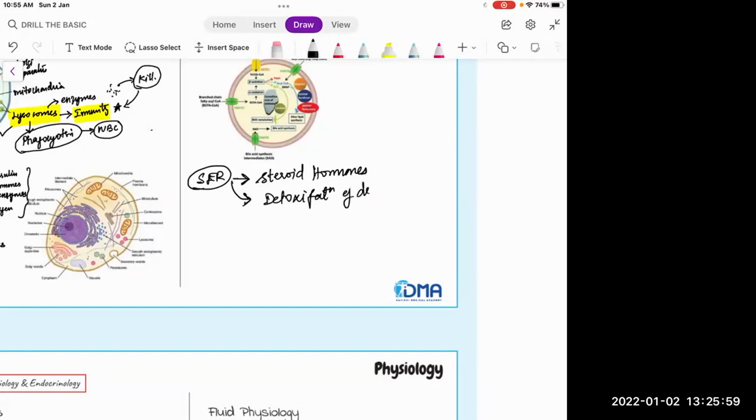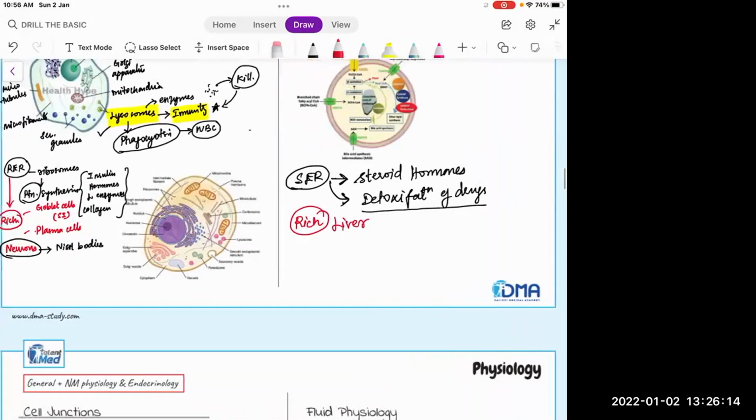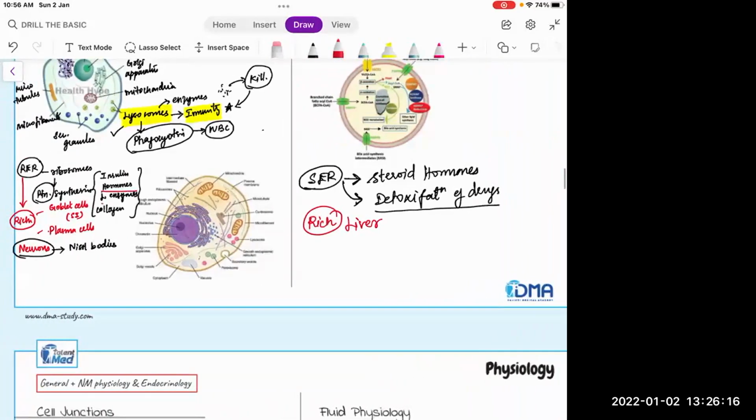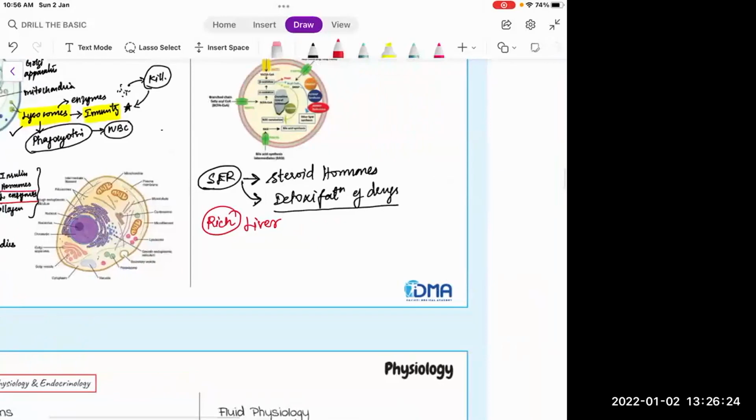detoxification of drugs. Okay. So since it is involved in the detoxification of drugs, which is the rich source of smooth endoplasmic reticulum? It is the liver. Okay. So here it is having major role in hormones and enzymes. This is rich in the goblet cells and also in the plasma cells. Whereas smooth endoplasmic reticulum, it is having its major role in the detoxification function.